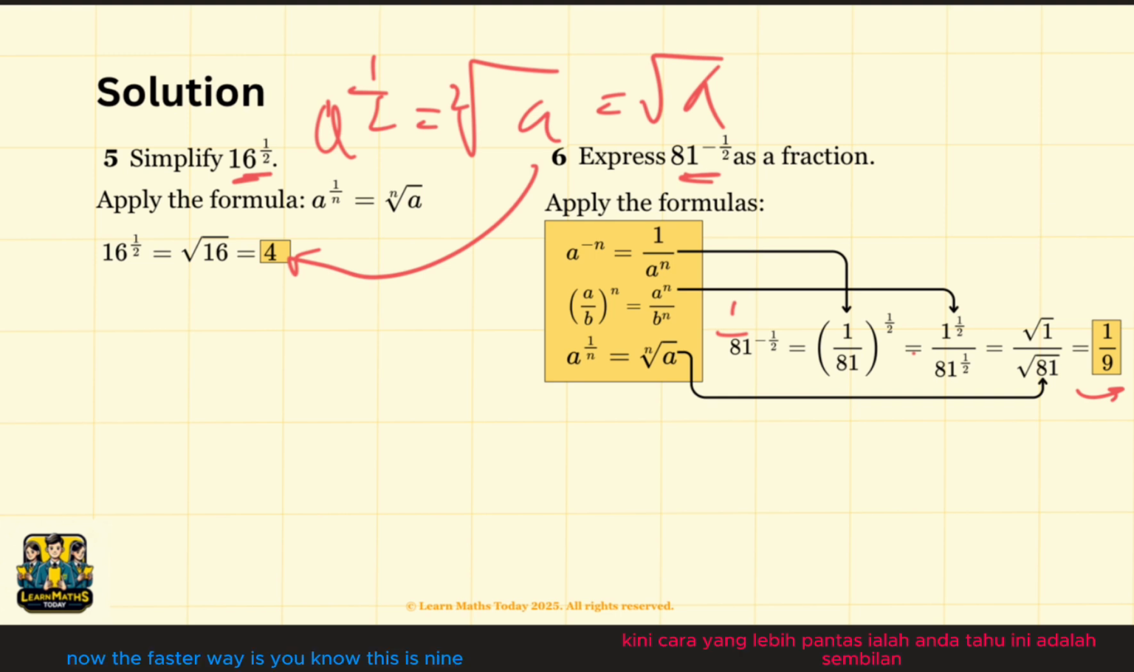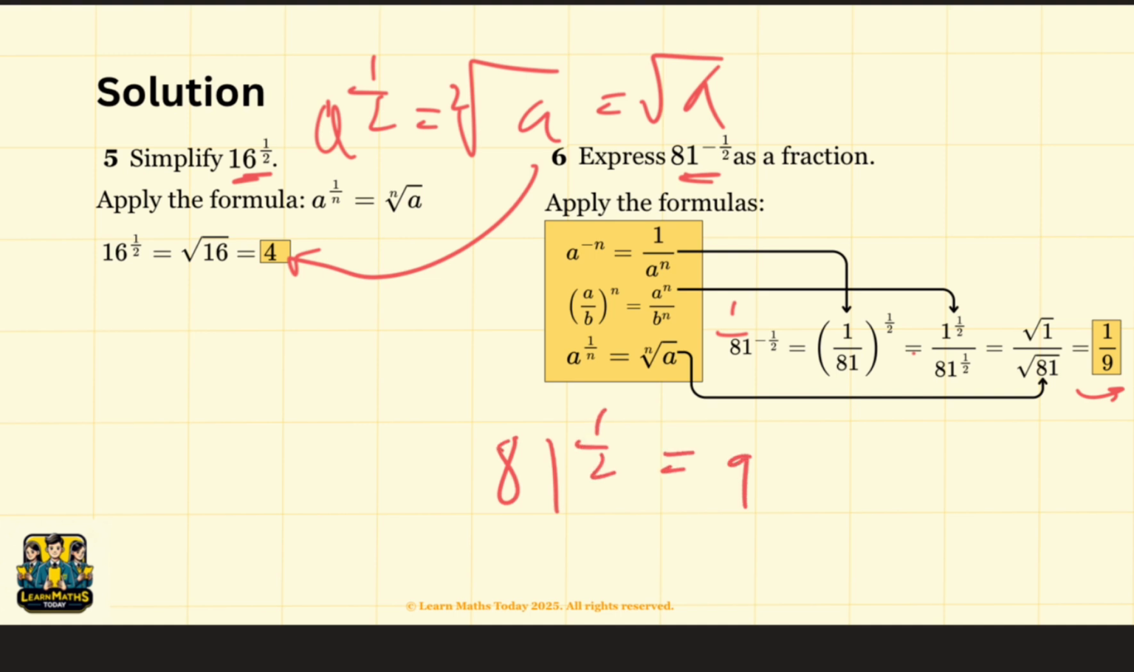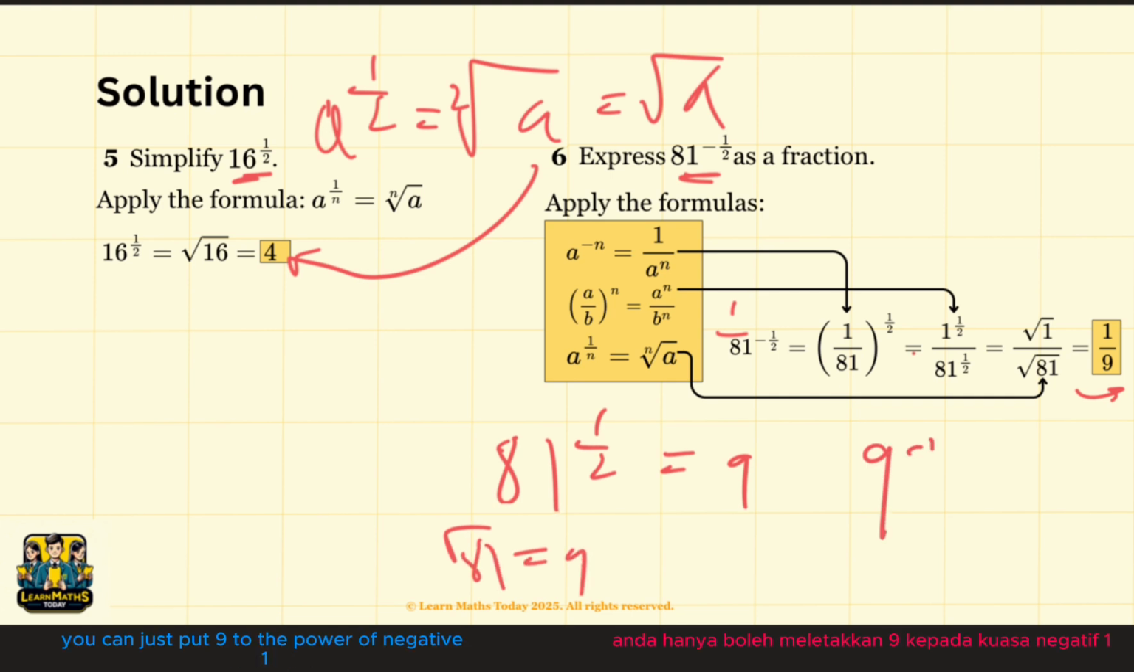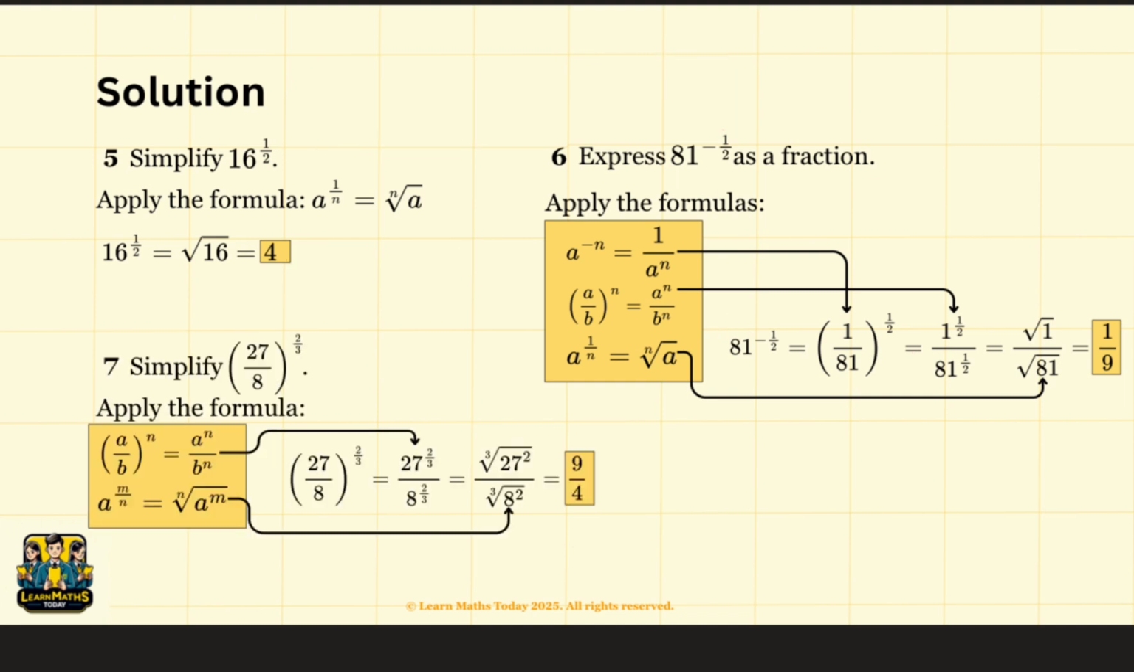Now the faster way is, this is 9 because square root 81 gives you 9. So in this case, you can just put 9 to the power of -1, which is just 1 over 9. Yep, this is a faster way to solve this question.